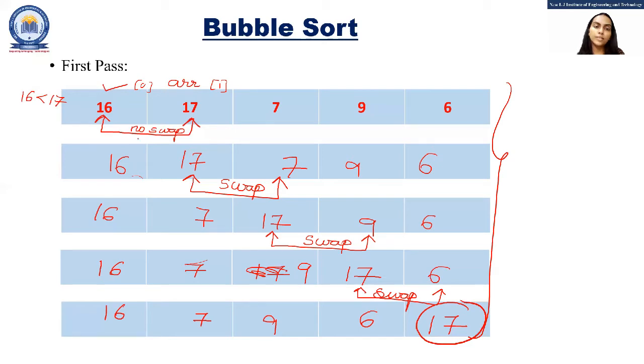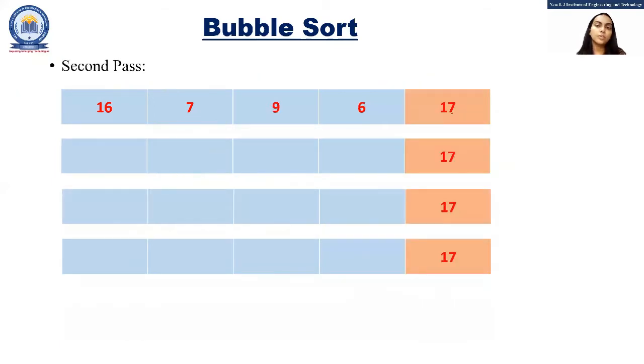Once one iteration of the entire array is done, one pass gets finished, and now we need to start with the second pass. See, students, this 17 is fixed at its position because it has already been sorted, right? So 17 has bubbled up. Now we have to see among the rest. So in the second pass, again the iteration starts.